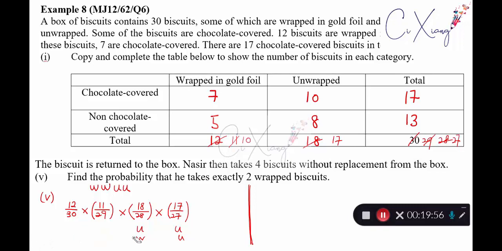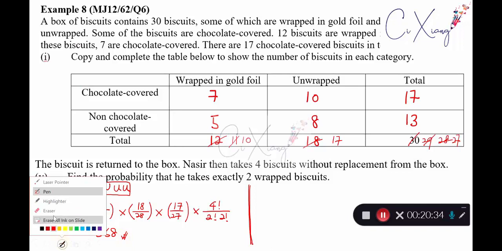Therefore, to save steps, I would like to use the concept that we learned before about permutation. We need to consider the arrangement of these four objects. We have four items here, W, W, U, U. Therefore, I need to multiply it by 4 factorial divided by, since you have two identical wrapped biscuits and two identical unwrapped biscuits, 2 factorial and 2 factorial. And from here, only then will you get the correct answer, which is 0.368.